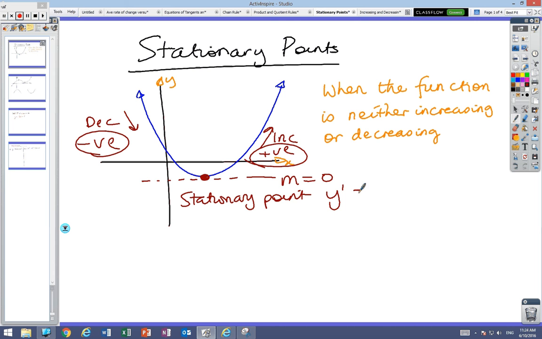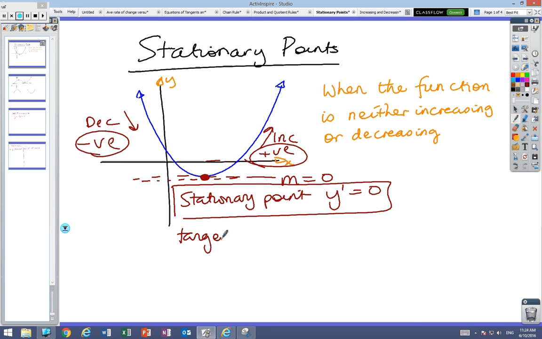y dash equals 0. So it's when the function is neither increasing nor decreasing, it's stationary, and the tangent would be parallel to the x-axis. Okay, so the tangent is parallel to the x-axis. Copy and come across when you're ready.